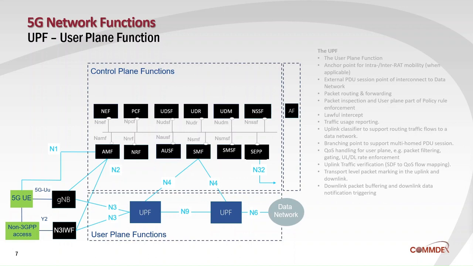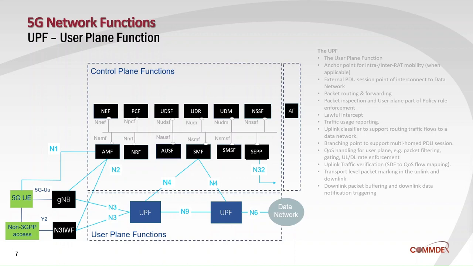Let's look at the UPF, the user plane function. It is responsible for packet routing and forwarding. It can provide packet inspection and user plane policy rule enforcement. It is the entity in the network that deals with lawful intercept. It can support traffic usage reporting, and it can be the branching point to support multi-homed PDU sessions.